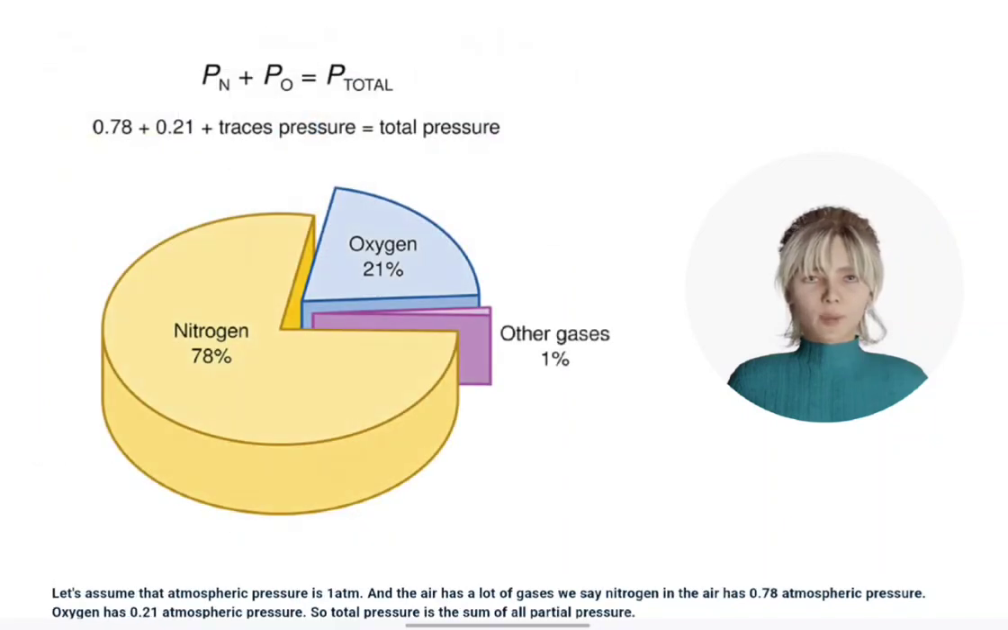Let's assume that atmospheric pressure is 1 atmosphere. And the air has a lot of gases. We say nitrogen in the air has 0.78 atmospheric pressure. Oxygen has 0.21 atmospheric pressure. So total pressure is the sum of all partial pressures.